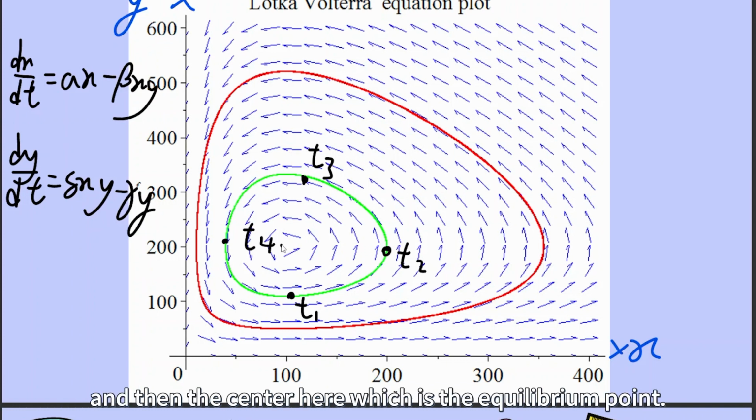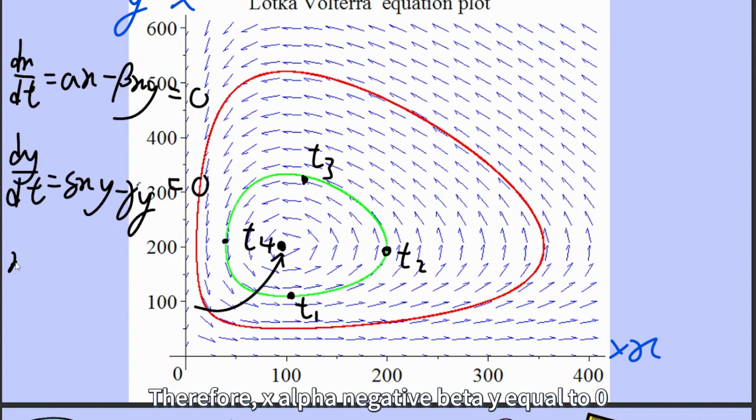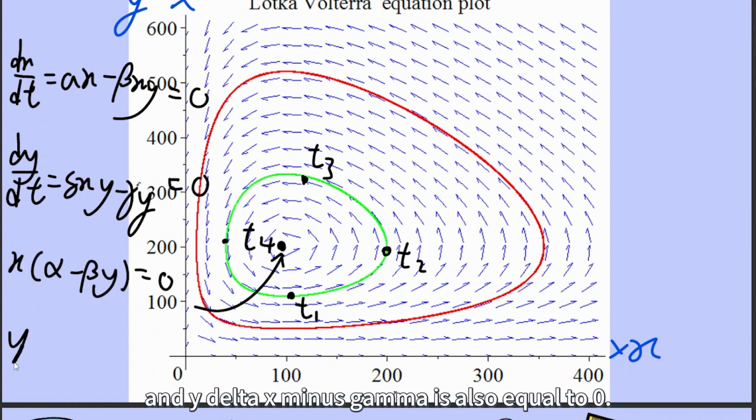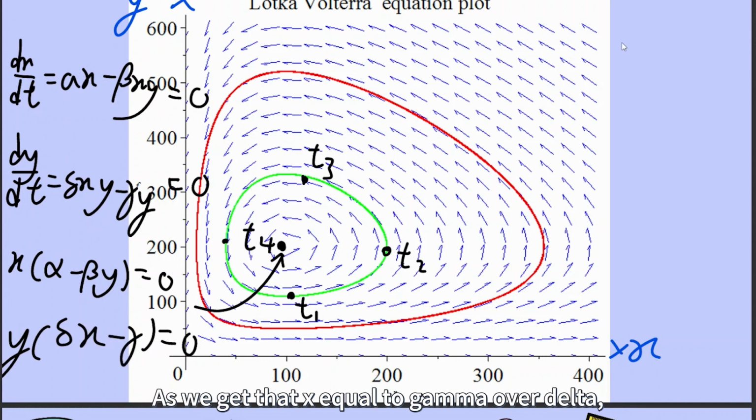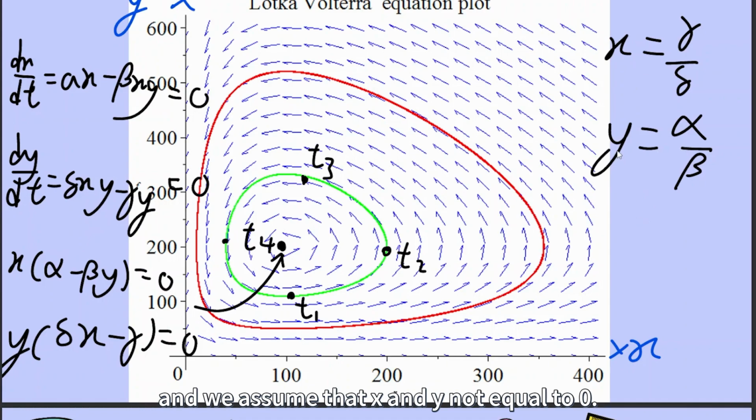Then the center here is the equilibrium point, where dx/dt and dy/dt are equal to 0. Therefore, x(alpha minus beta y) equals 0, and y(delta x minus gamma) is also equal to 0. Hence we get x equals gamma over delta, and y equals alpha over beta at the equilibrium point, and we assume that x and y are not equal to 0.